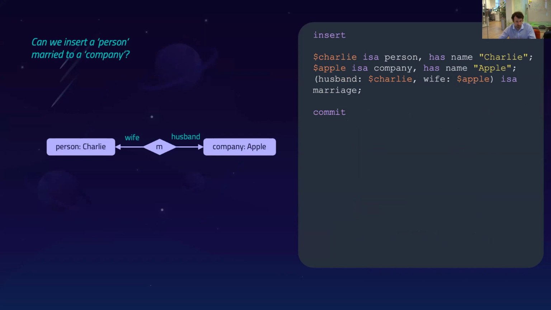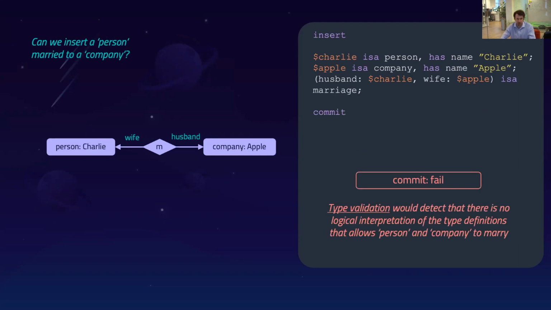But could we insert a person married to a company? Now, I must admit, especially here at Vertical, some people may want to marry their company, but that's of course not possible in the real world. And so in this case, this would not be allowed. This commit would fail. So the type validation would detect that there's no logical interpretation of the type definitions that allows a person and a company to marry. Unless, of course, you change the type definition, you change the schema, and you allow a company to marry a person.